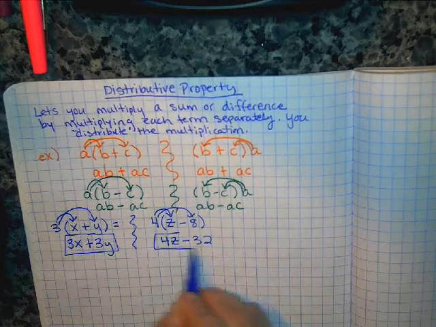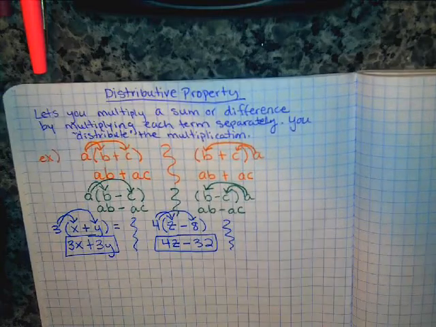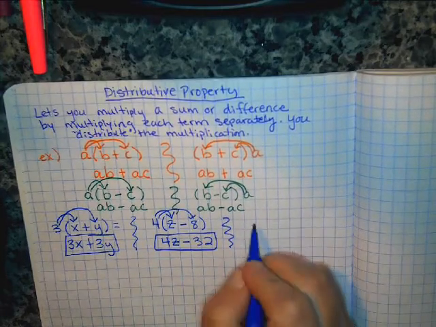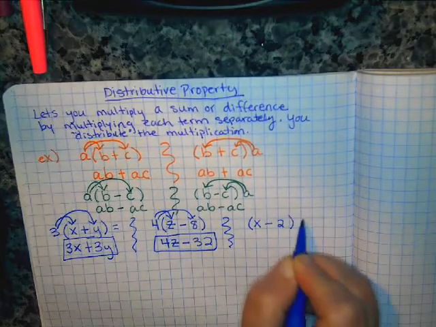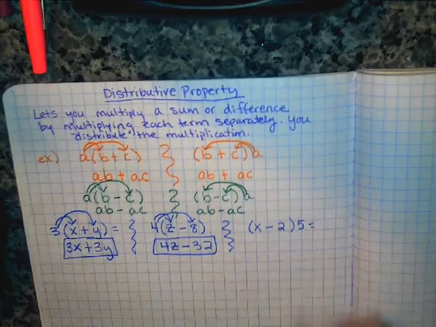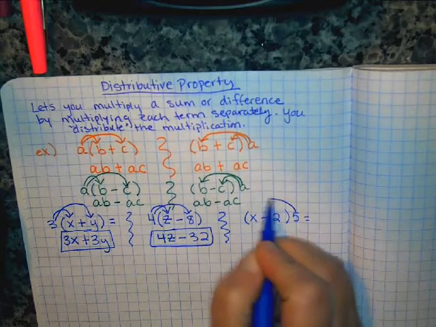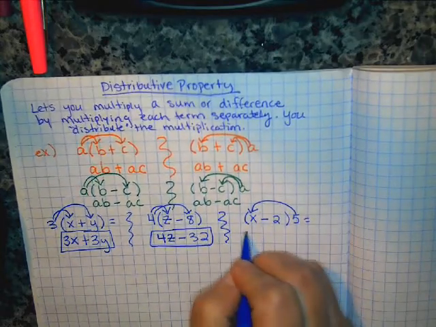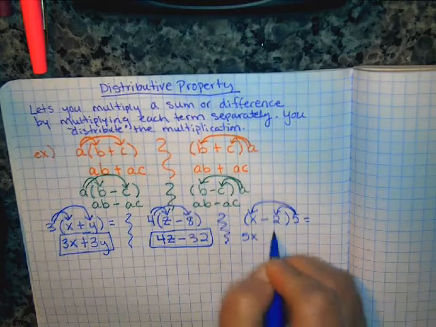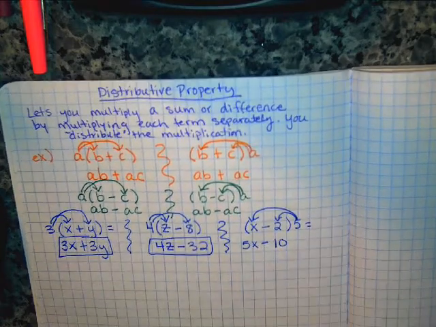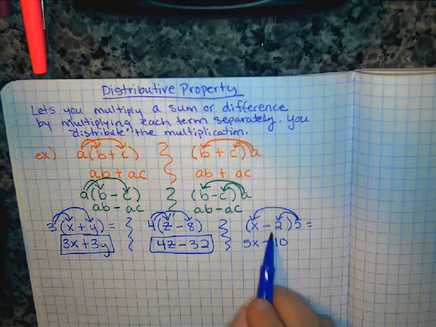I'm going to do one more with you actually before I send you off to try an example. So let's try one that looks like this. X minus 2 times 5. It doesn't matter that this is in the back. You still have to take it all the way to the front to get 5x, and then to the 2 to get 10. And we keep our sign in the middle. 5x minus 10. So we're just distributing that multiplication.